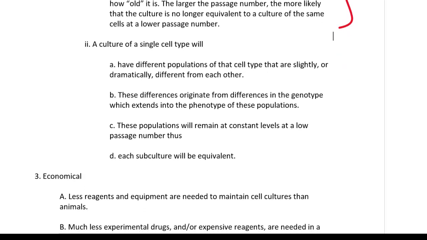A culture of a single cell type will have different populations of that cell type that are slightly or dramatically different from each other. These differences originate from differences in the genotype, which extends into the phenotype of these populations. These populations will remain at constant levels at a low passage number. Thus, each subculture will be equivalent. Again, these are things that we talked about in the previous video. I just wrote them down here for you guys also.